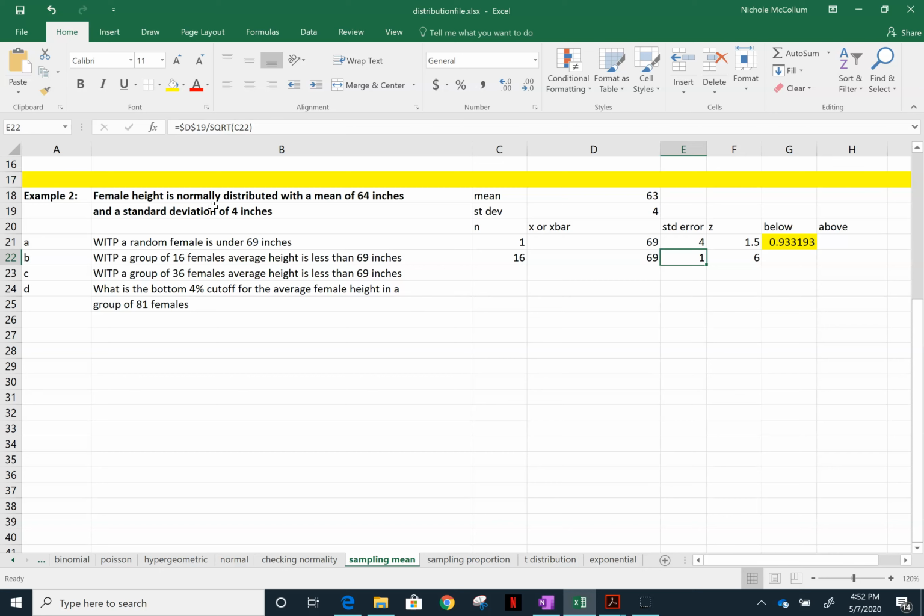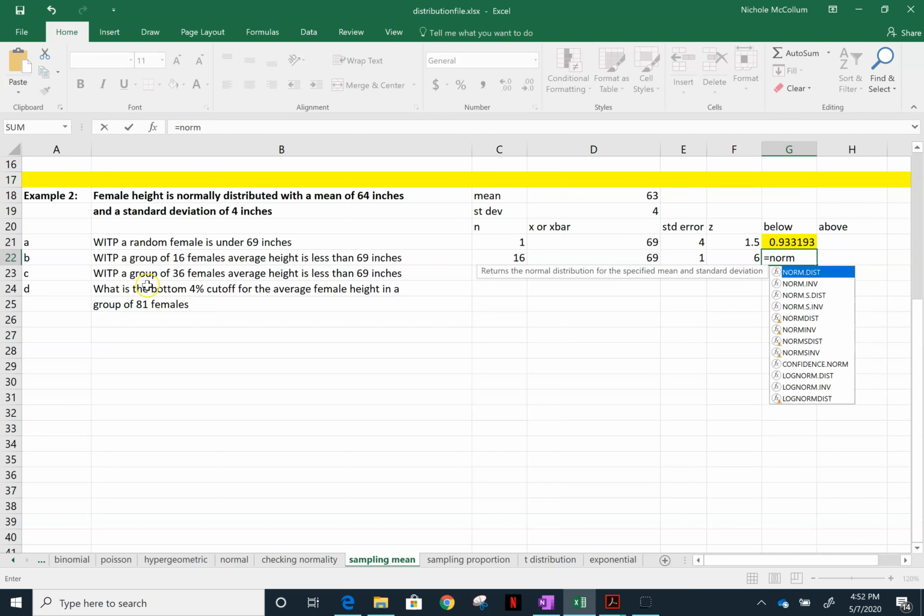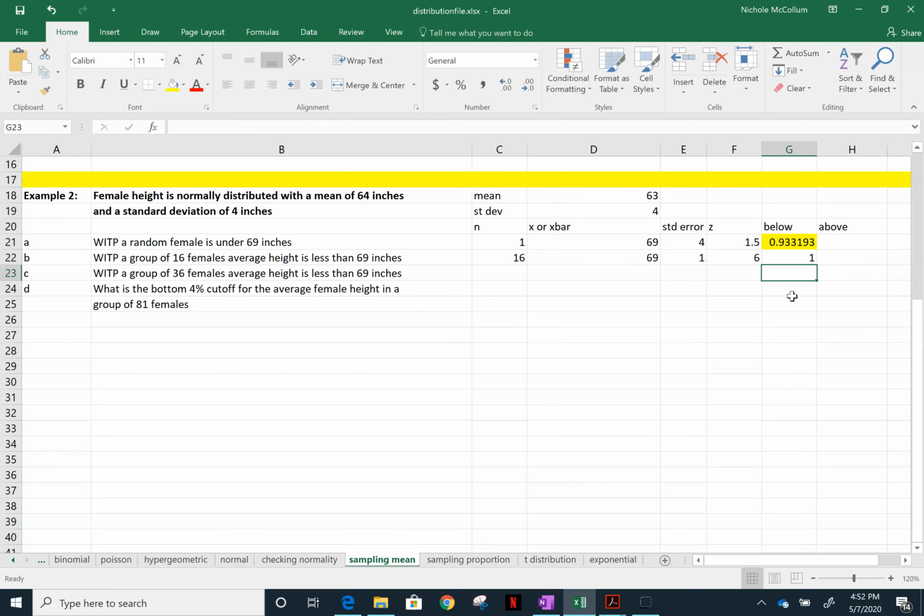Notice the standard error is only 1 inch now. In a group size of 16, the standard error is 1 inch. So from one group of 16 to another group of 16 random females, the difference in average had better be about 1 inch. That's how tight they had better be in height in groups of 16. And that means if I want to see a group averaging less than 69 inches, it's going to be sure, because the z-value is 6. If the z-value is 6, the odds of being below 6 on a z-scale is almost guaranteed.